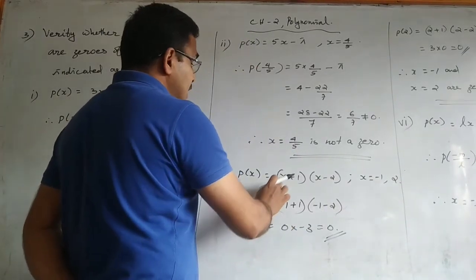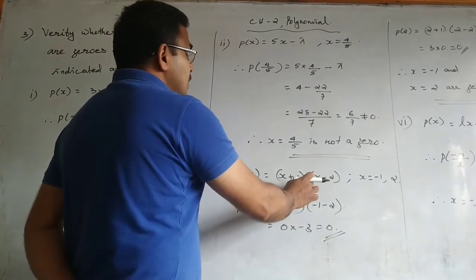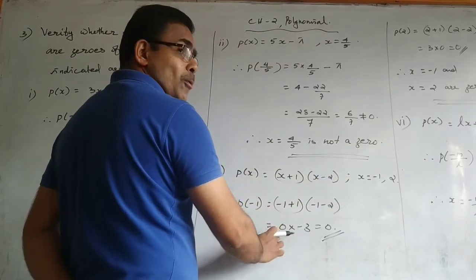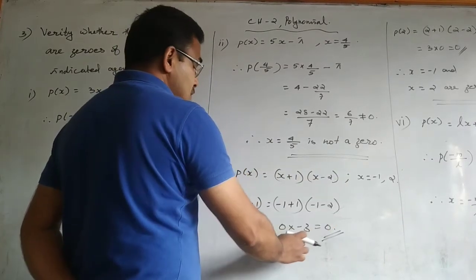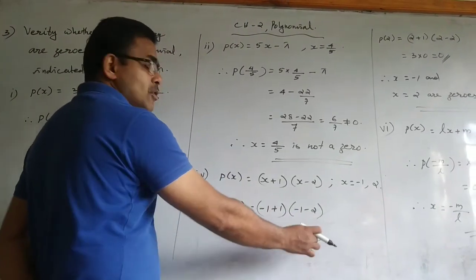P of minus 1 equal to, instead of x we write minus 1, plus 1 into minus 1 minus 2. Minus 1 plus 1 is 0, into minus 1 minus 2 is minus 3. 0 into minus 3 is equal to 0. We are getting P of minus 1 equal to 0.